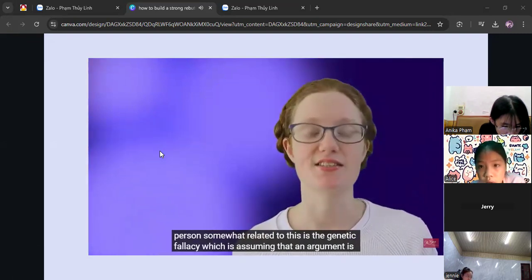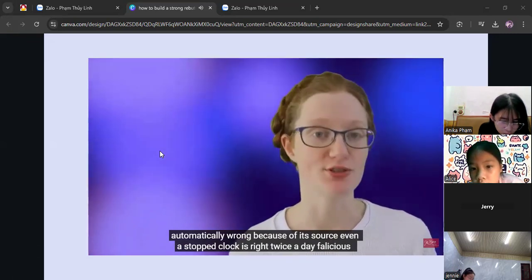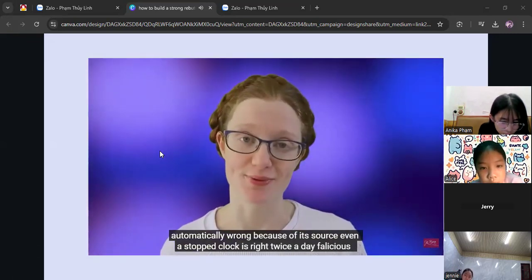Somewhat related to this is the genetic fallacy, which is assuming that an argument is automatically wrong because of its source. Even a stopped clock is right twice a day.